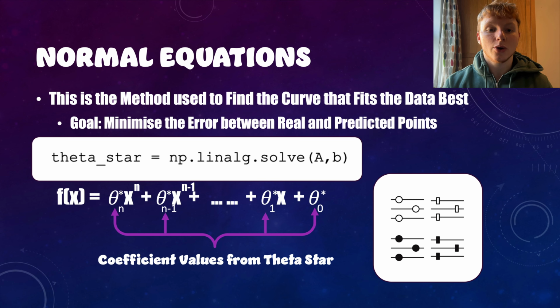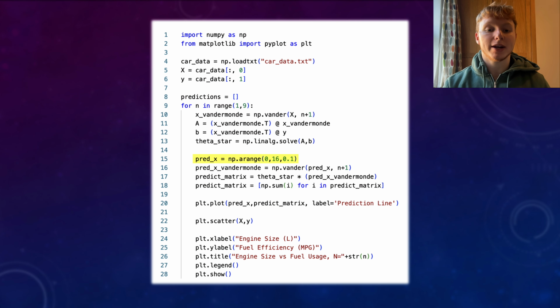So next we create some new x values that we will use to draw the prediction line. pred_x, as in prediction x, equals numpy.arange(0, 16, 0.1). We need to do this as we will be extrapolating the data, or going outside the x values we are given. This command will create a numpy array from 0 to 16 going up in increments of 0.1.